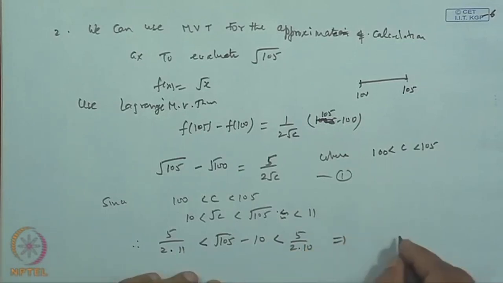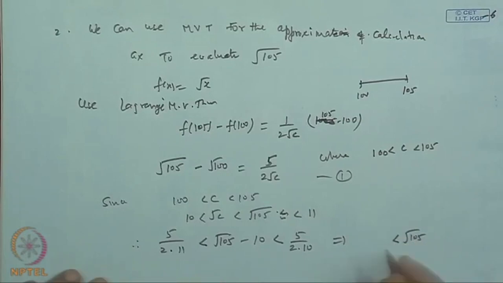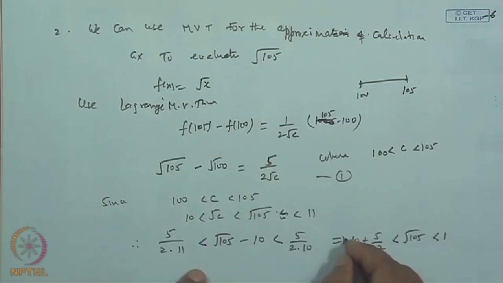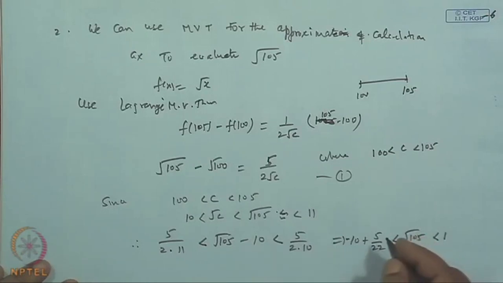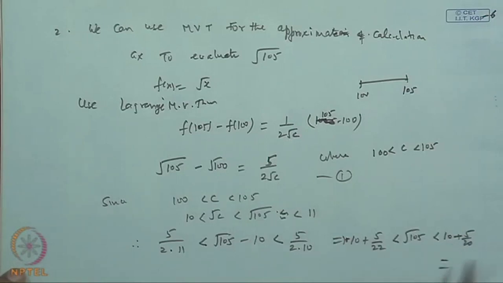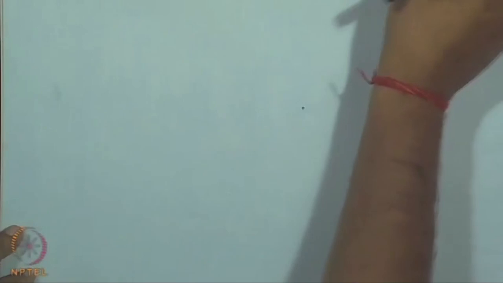Therefore, root 105 will lie between 10 plus 5 by 22 and 10 plus 5 over 20, taking the 10 to both sides. Now, this is an approximate value for this, so one can get the value accordingly. Okay, so this is another application of this.